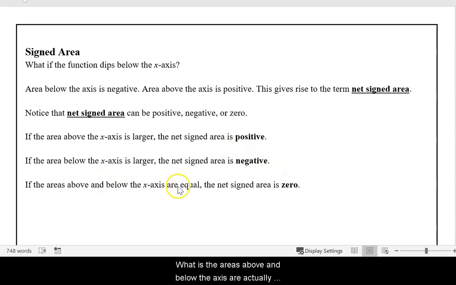What if the areas above and below the axis are actually equal? This can happen with symmetric graphs. In that case, the net signed area will actually be 0.